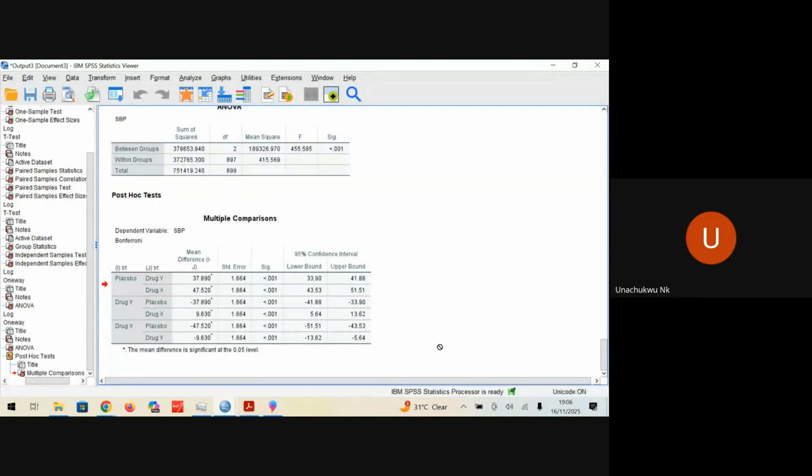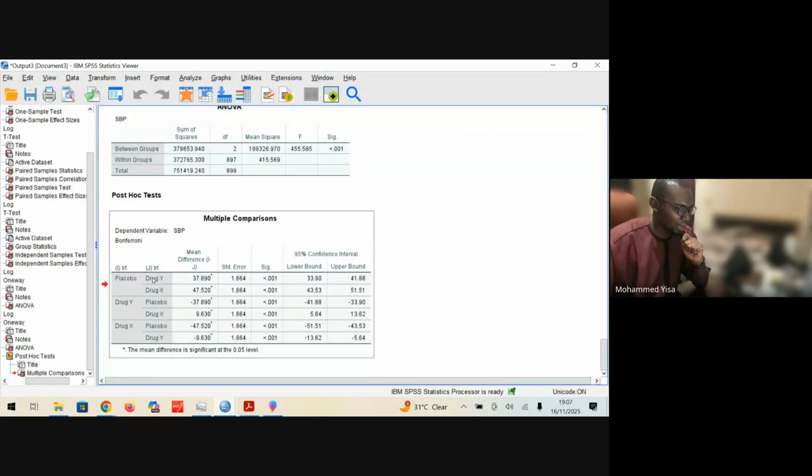Okay. So if we look at this multiple comparison table, we can see that on this first line, we are comparing the placebo to drug Y and drug X. What that means is that you are subtracting the mean systolic blood pressure of people who took drug Y from placebo on this row.